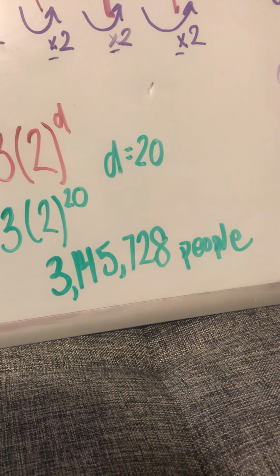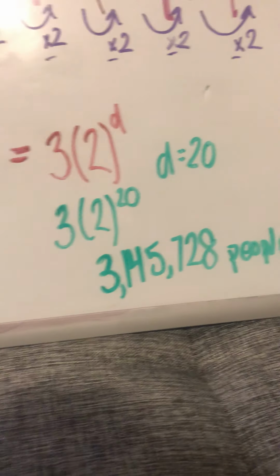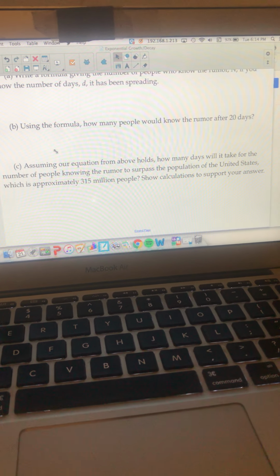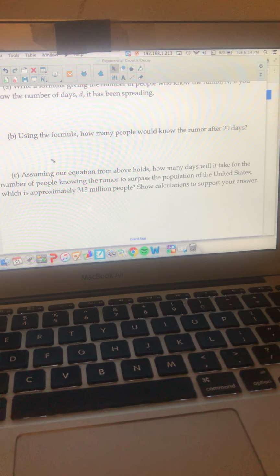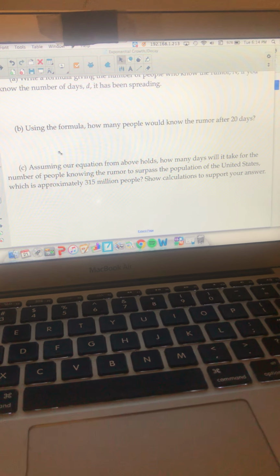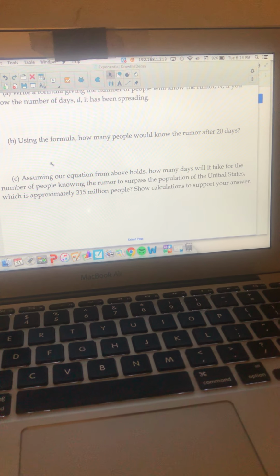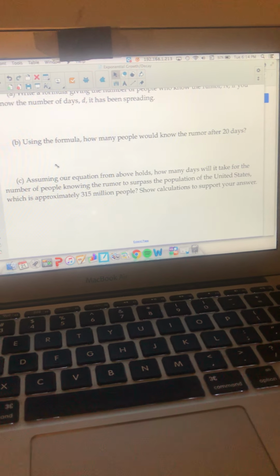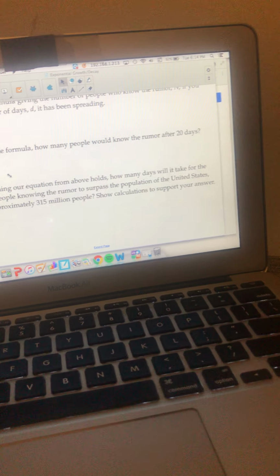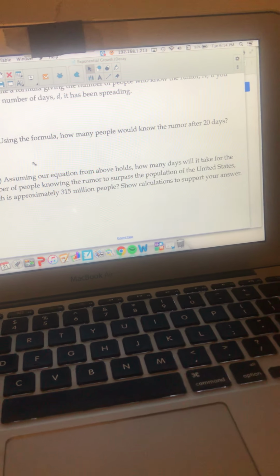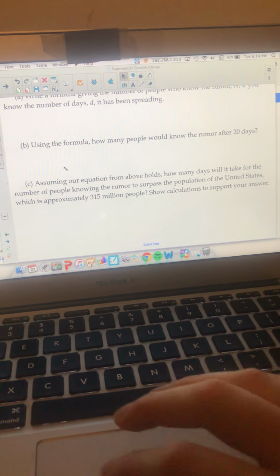Copy down what you need to, and we shall move on. The last part here is saying to you, assuming our equation from above holds, how many days will it take for the number of people knowing the rumor to surpass the population of the United States, which is approximately 315 million people? So now we need to break down, like, what is this question really asking me here?